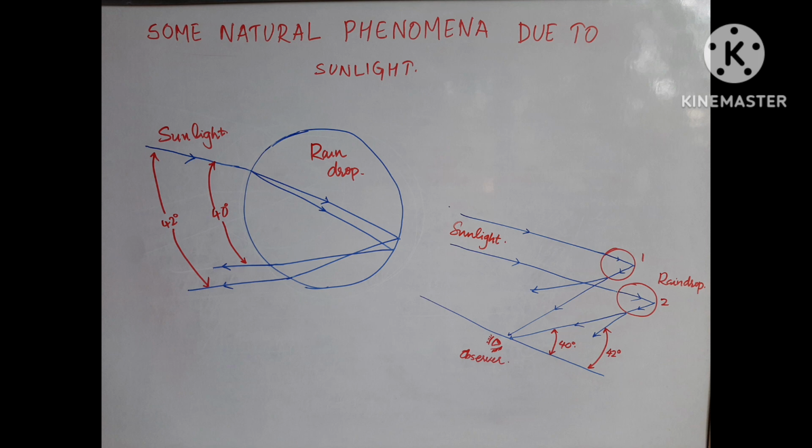So this is the formation of a primary rainbow, the reason behind the primary rainbow observation. This is the basic idea. Thus the observer sees a rainbow with red color on the top and violet on the bottom, and this primary rainbow is a result of a three-step process.